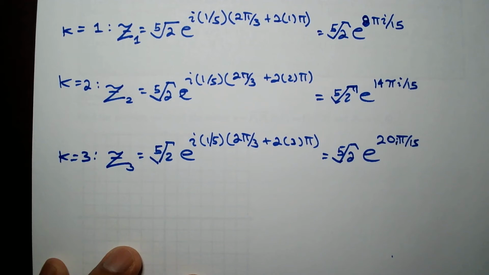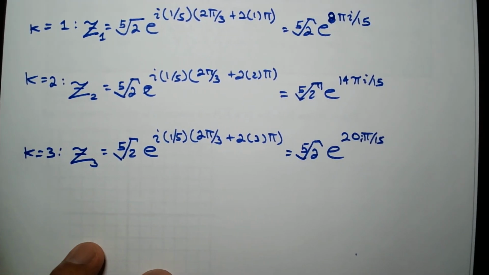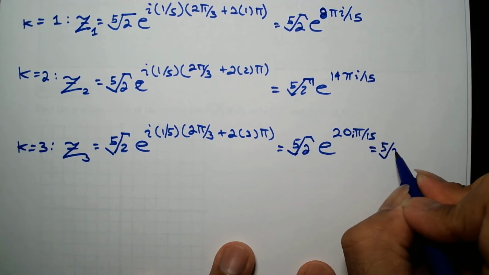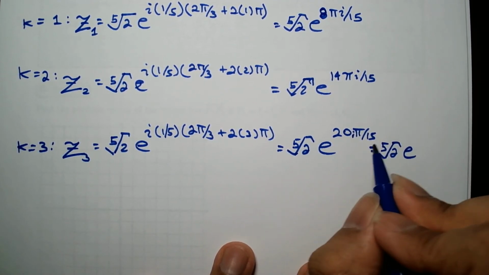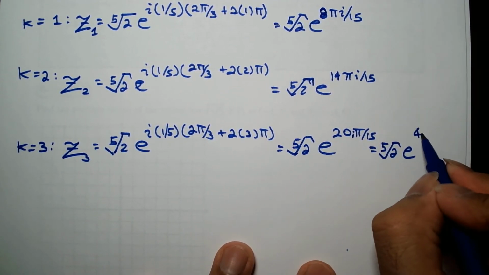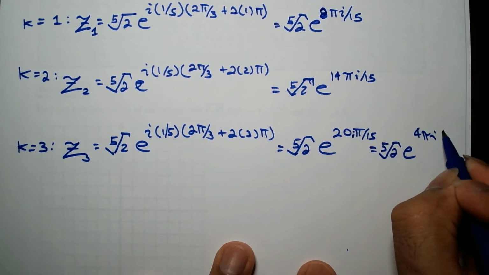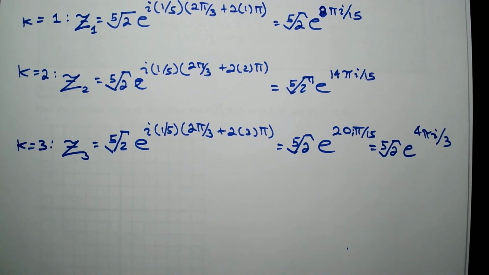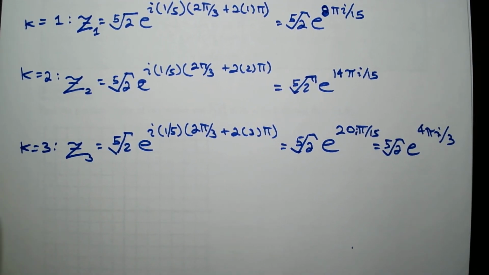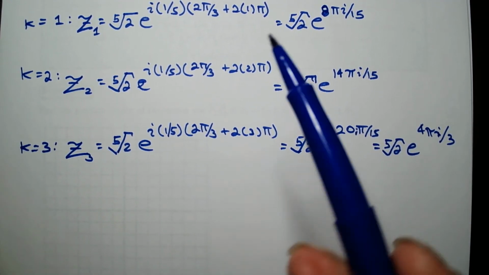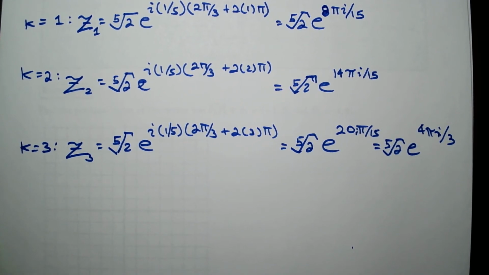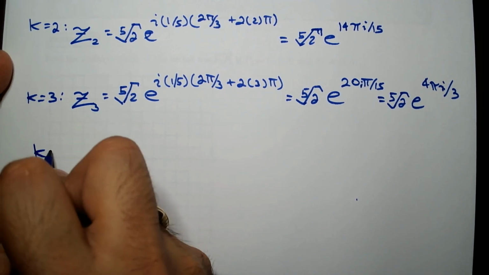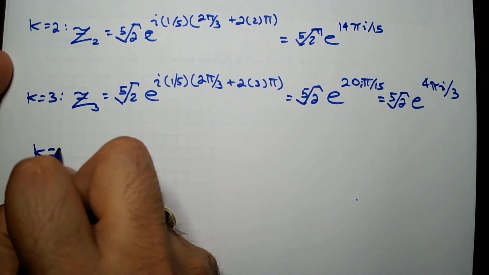Let me put the i in the middle here. There's supposed to be an i. This one reduces nicely to e to the 4 pi i over 3, because 20 and 15 have a common factor. This problem is already taking a good minute. It's very formulaic. We do the last one for k equals 4.